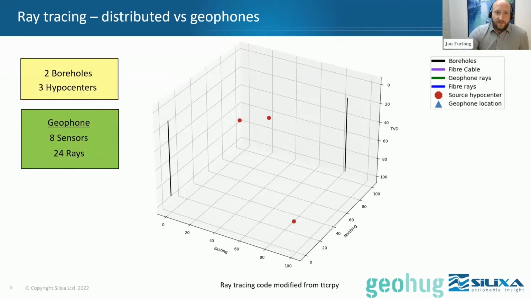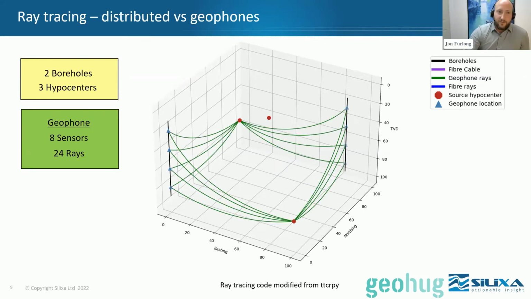So if we instrument those 80-meter boreholes every 20 meters with geophones, we're gonna get a total of 8 sensors. And then if we ray trace through this velocity space, which is just a continuously increasing velocity space, we're going to see a total of 24 rays.